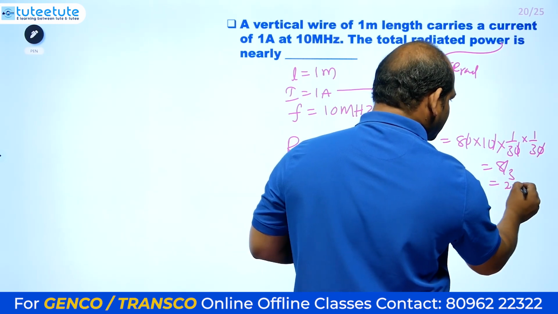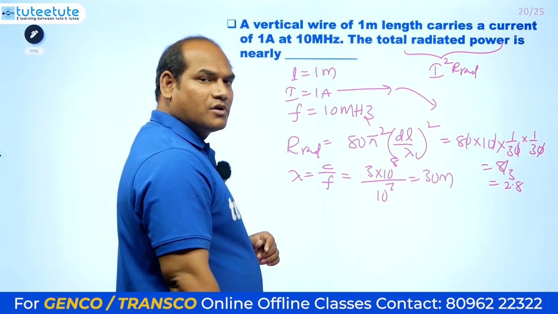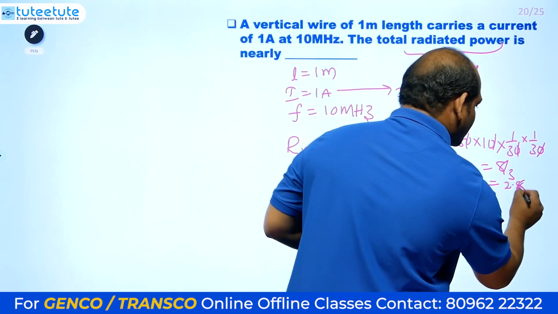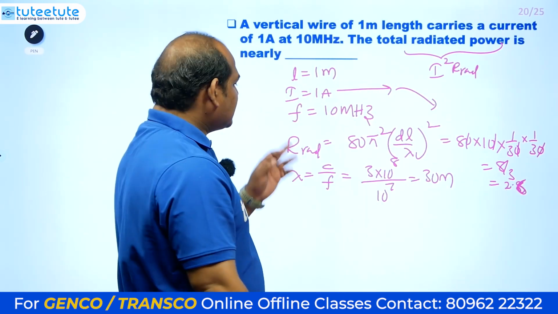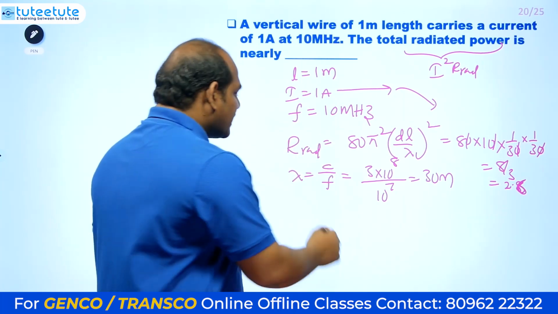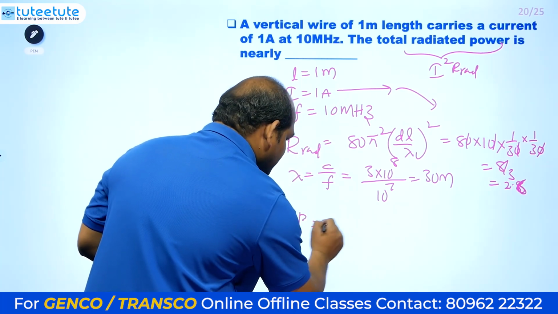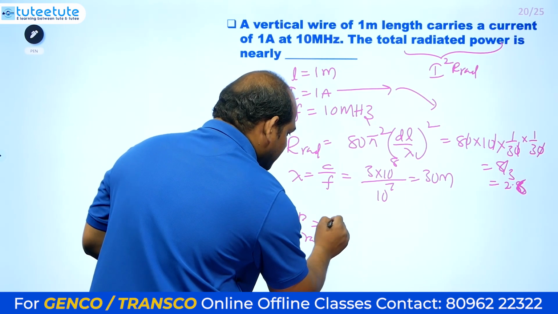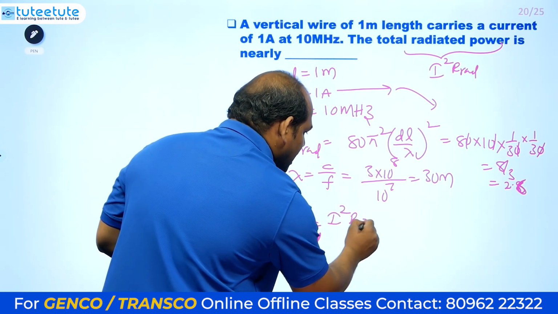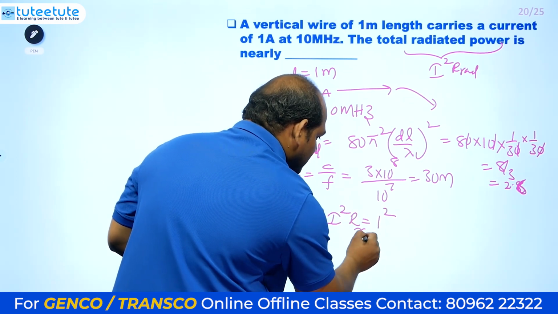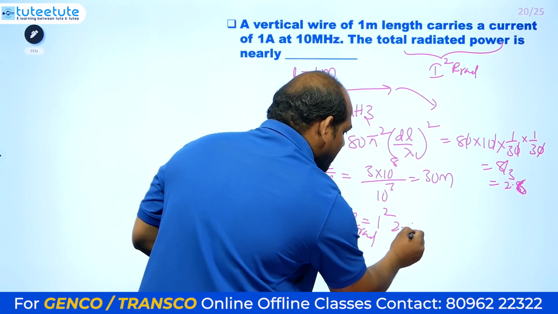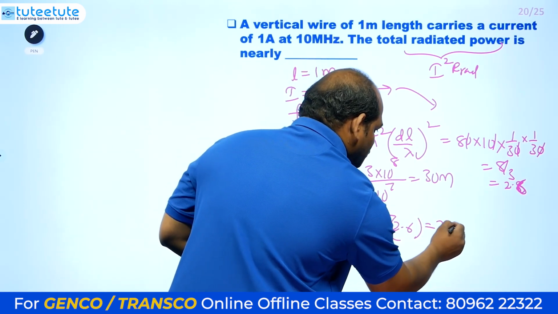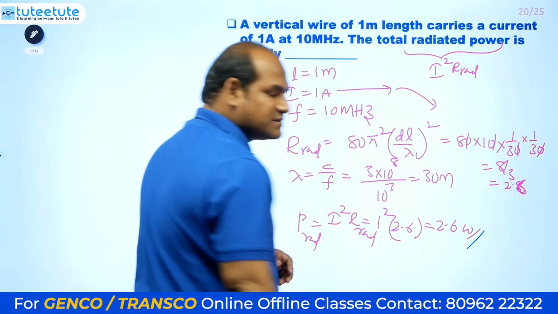It is 2.6 ohms, that is the R radiation value. Now we can calculate the power. Total power radiated is equal to I square into R. I is 1, and the radiation resistance is 2.6, so that is 2.6 watts. That's it.